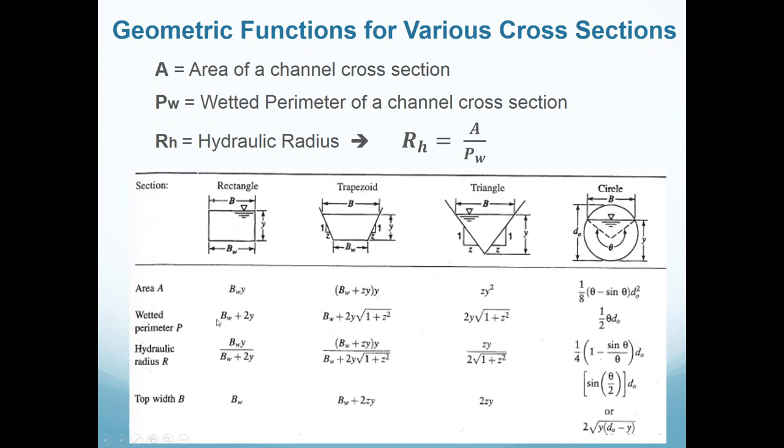So the wetted perimeter is the base plus 2Y. So that's the wetted perimeter. And like I said, the hydraulic radius, R or RH, is the area over the wetted perimeter. All right? And the top width, we'll use it later for the Froude number, but I'm not going to need it for now. Now, for trapezoidal, it's a little bit complicated.